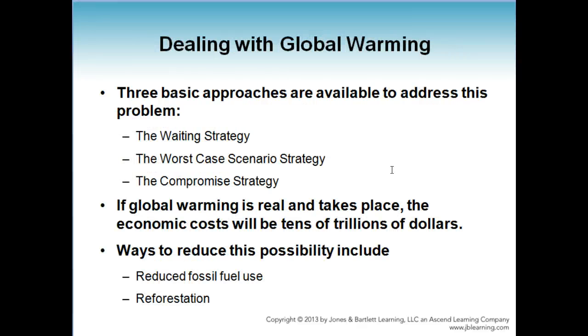Three basic approaches are available to address this problem. The waiting strategy, where we wait and see what happens, continue on our same course. The worst case scenario strategy, where we stop all global production of carbon-based CO2 pollution. And something in between, where we compromise and reach for middle ground. If global warming is real and takes place, the economic cost will be tens of trillions of dollars. Really, the only way to reduce this possibility is to reduce the fossil fuel use or add reforestation.